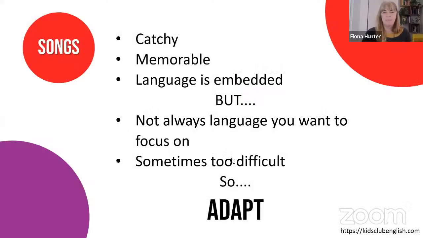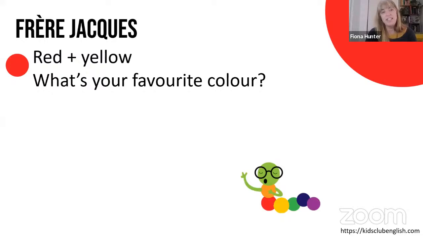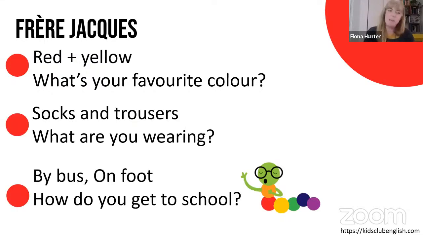Okay, so I'm going to share my screen again, and we'll go back to this. Right. Okay, just to summarize those ideas, we've got the Frere Jacques song, red and yellow, what's your favorite color? Socks and trousers, what are you wearing? By bus, on foot, how do you get to school?